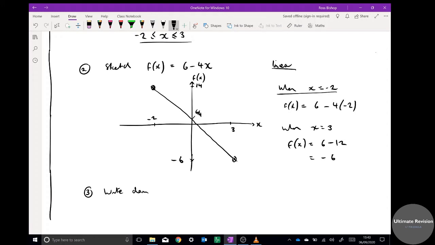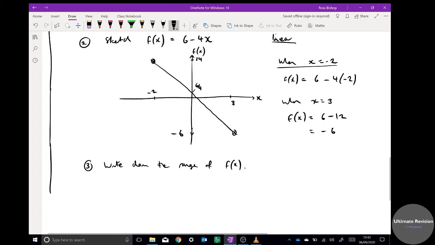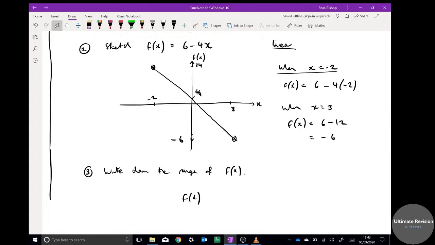Write down the range of f(x). Okay, what are the possible values of f(x)? So, what are the possible outputs of f(x)? Well, the highest it could be is there. The top of that graph, so 14 is the most it could ever be.